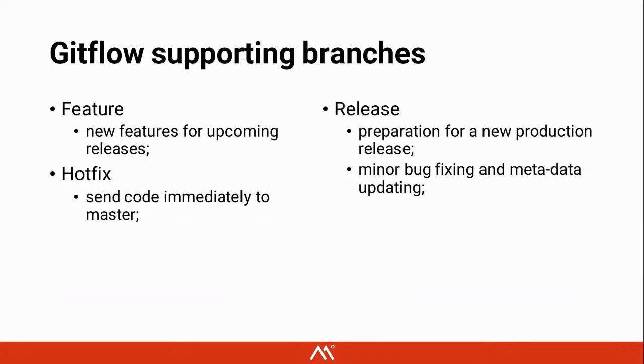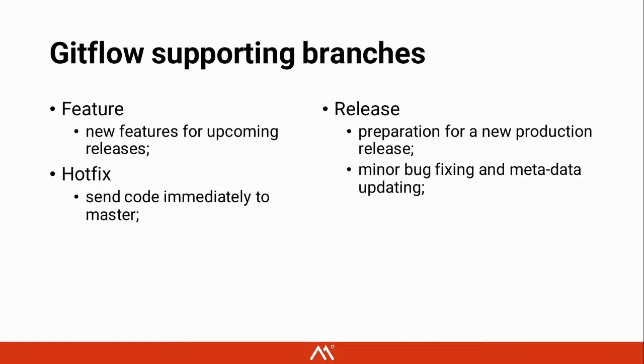On the supporting branches side, we have three types of branches, which are feature, hotfix, and release branches. The first one is related to where features will be developed for upcoming releases. The feature branches should be created based on the develop main branch, and they will also be merged back to the develop branch once they are done. Hotfix and release branches behave a little bit differently. While hotfix branches are responsible for sending code immediately to the master, in other words, they bypass the develop branch.